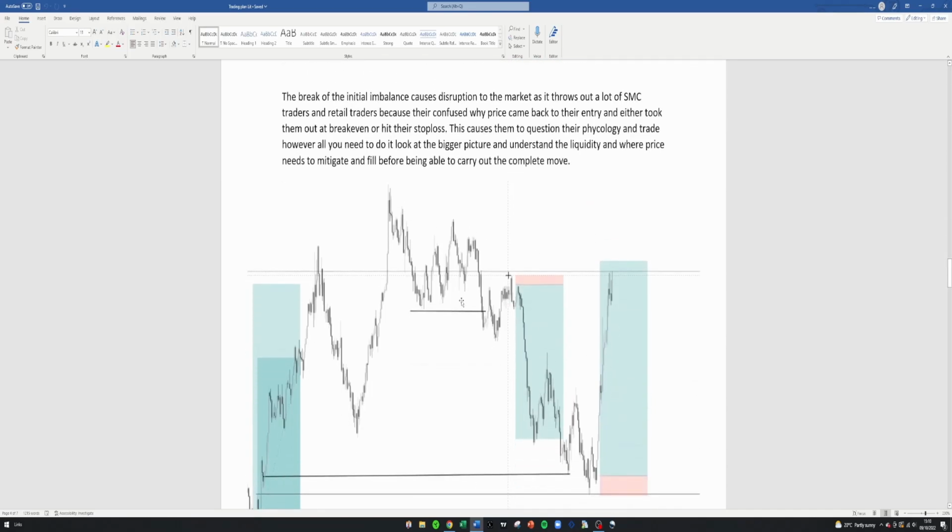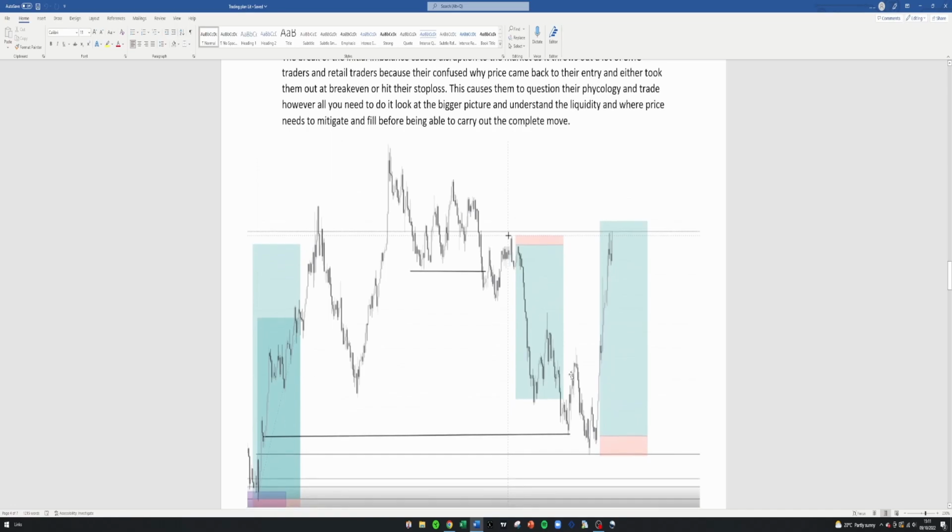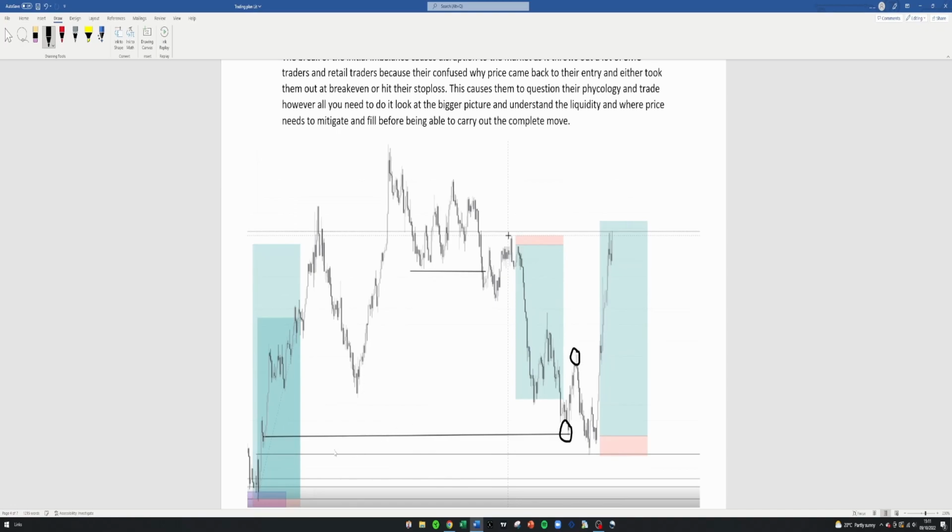So the break of the initial imbalance causes disruption to the market as it throws out all of the smart money concepts traders, retail traders, because they're confused why price came back to their entry and either took them out at break even or hit their stop losses. So they were obviously here where I've got the cursor, and they bought in at this point.